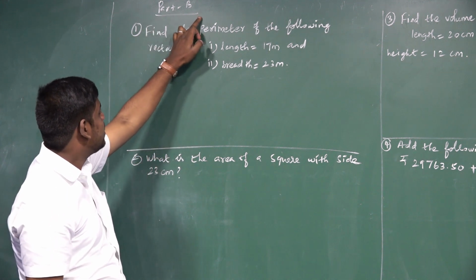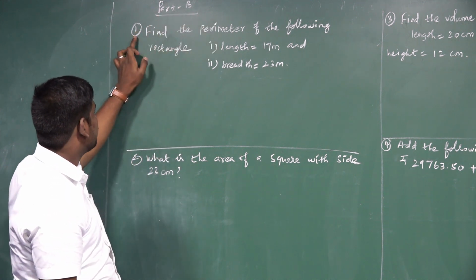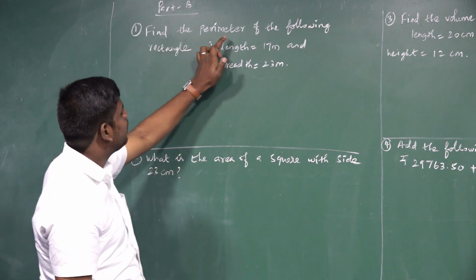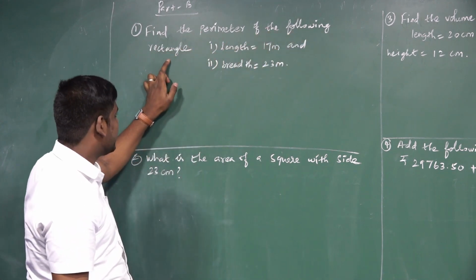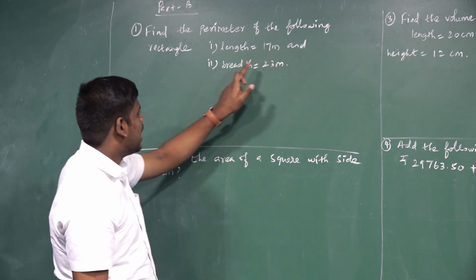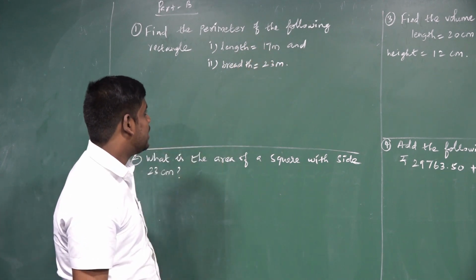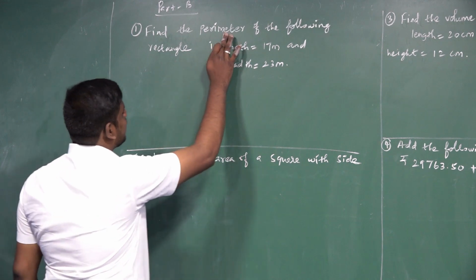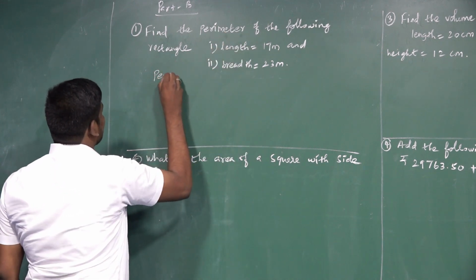Students, now we will see part B questions. Come to the first question. Find the perimeter of the following rectangle. The length value is 17 meter and breadth value is 23 meter. First we write the formula for the perimeter of a rectangle.